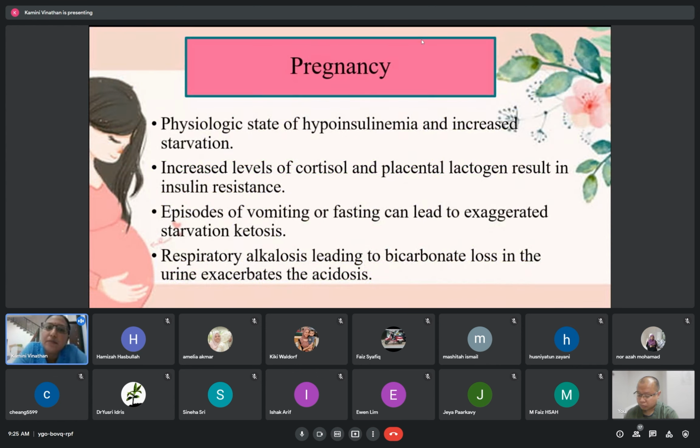Next etiology is pregnancy. Pregnancy is a physiological state of hypoinsulinemia and also increased starvation. Increased levels of cortisol and placental lactogen, insulin resistance, and also episodes of vomiting and fasting can lead to exacerbation of starvation ketosis, and also respiratory alkalosis leading to bicarbonate loss in urine and exacerbating acidosis in pregnancy.